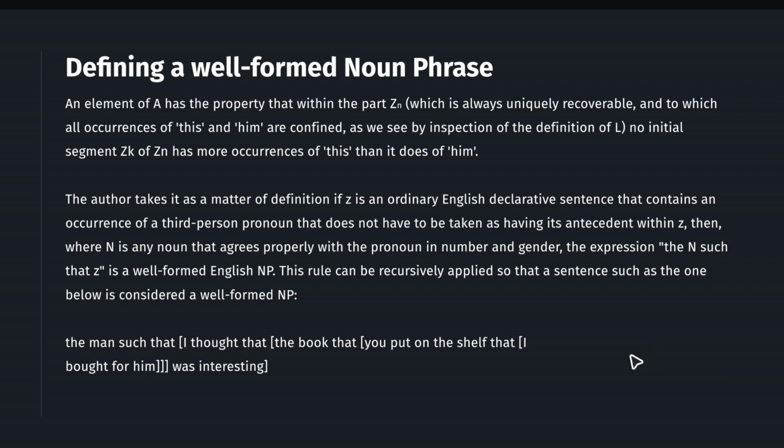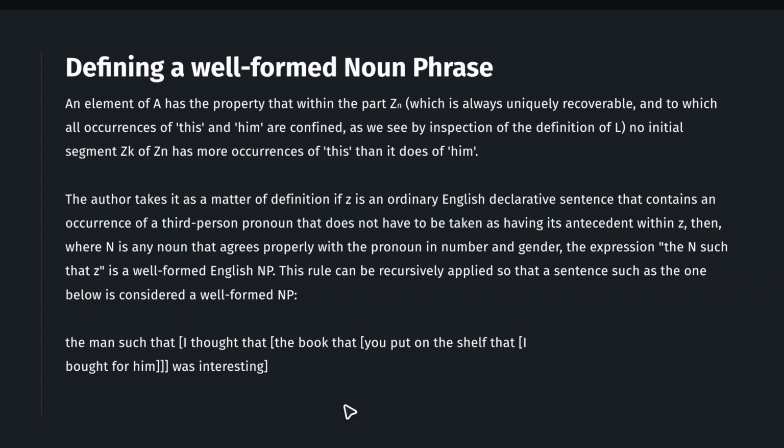And the second part is a matter of definition. Here's a different Z, not related to the definitions we said earlier: if you have an ordinary English declarative sentence Z that contains an occurrence of a third person pronoun that does not have its antecedent within Z, and N is any noun that agrees properly with the pronoun in number and gender, then "N such that Z" is a well-formed English noun phrase. So what is this trying to say? That some noun, like "the man such that something something," is a well-formed English noun phrase if the noun matches the pronoun in number and gender.